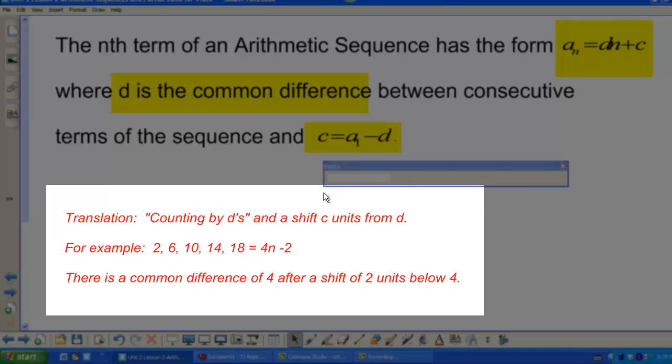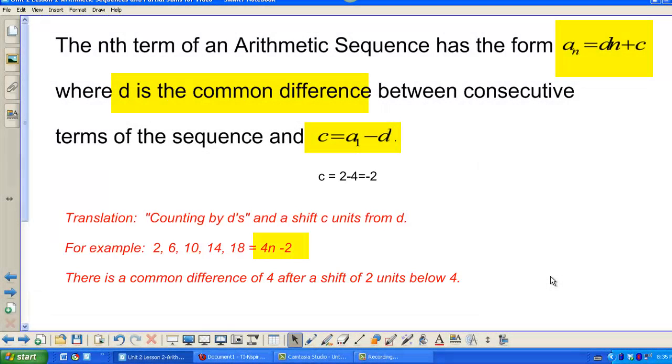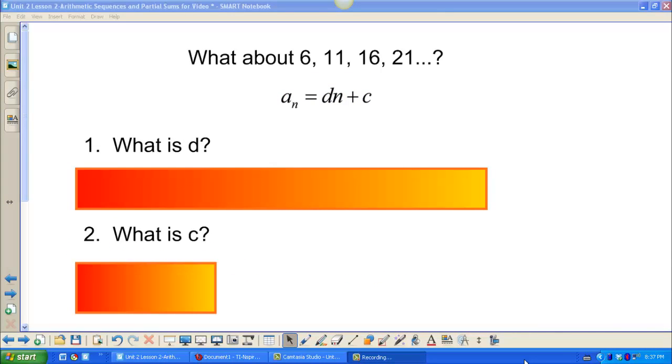And if I take that C equals a sub 1, which is 2, minus my common difference of 4, that yields -2, otherwise known as my y-intercept. So the formula that describes 2, 6, 10, 14, and 18 is 4n minus 2, where 4, or the D, represents my common difference, and -2 is C, where C equals a sub 1 minus D.